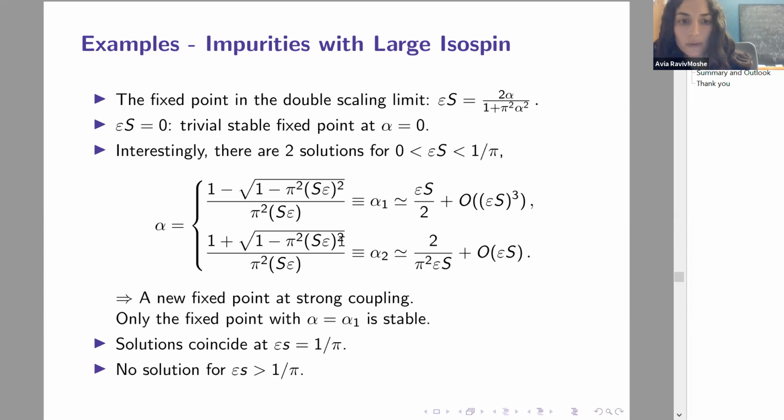However, there is now a new fixed point, a new solution to the beta function equation, and it is given by this expression that we call alpha 2. If you expand it, you see that it goes like 2 over pi squared epsilon s, meaning that this new fixed point is at strong coupling. Only the fixed point with alpha equals alpha 1 is stable in this regime. Now, if we look at the point where epsilon s is 1 over pi, then the 2 solutions coincide. And for epsilon s larger than 1 over pi, there are no solutions.